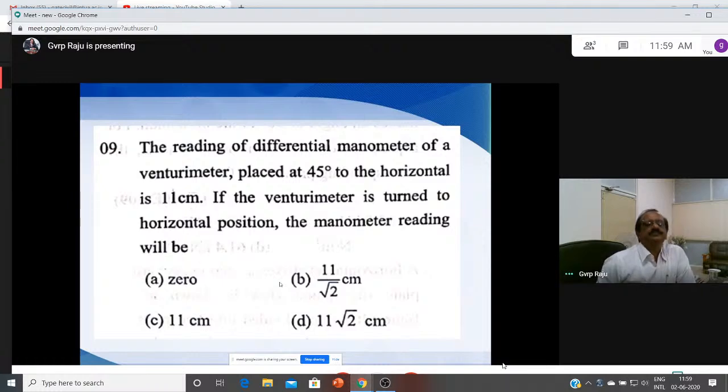Nine. The reading of a differential manometer of a venturimeter placed at 45 degrees to the horizontal is 11 centimeters. If the venturimeter is turned to the horizontal position, the manometer reading will be? Whatever the position of the venturimeter, for the horizontal pipe, obviously the height of rise is the same. It should be 11 centimeters.